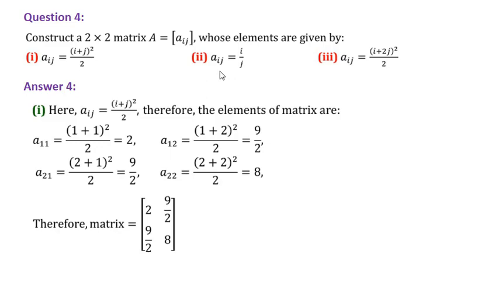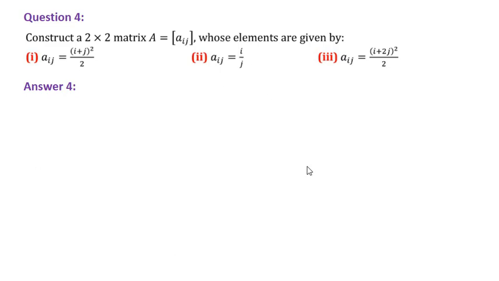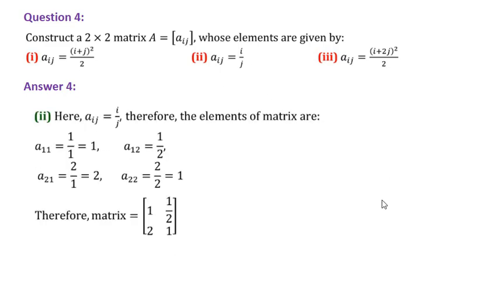Now in the second problem, again it is 2 by 2. Here what I am doing? I am dividing j by i. So i upon j. So simple, you can try yourself and you will get the answer. So this is how you get the matrix.